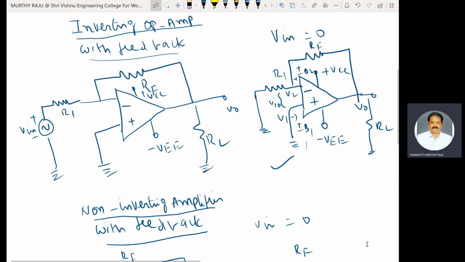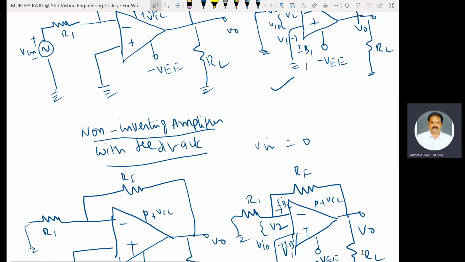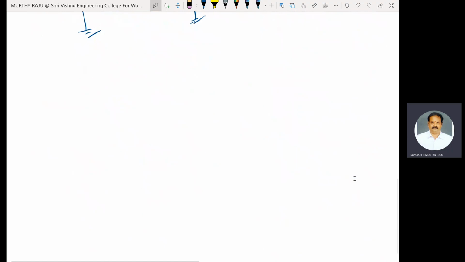In both the cases, either inverting op amp with feedback or non-inverting op amp with feedback, Vin is equal to 0. We need Vin equal to 0 for the determination of total output offset voltage due to input bias current, input offset voltage, and input offset current. These two circuit diagrams are same. Now we use that circuit diagram to calculate total output offset voltage.